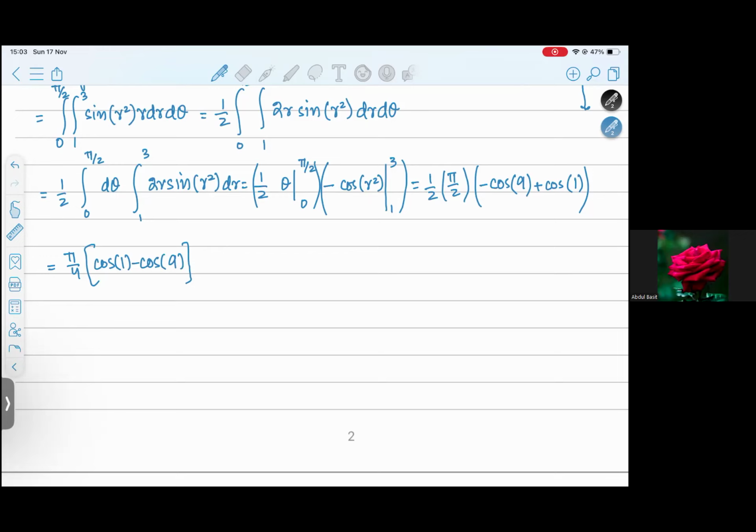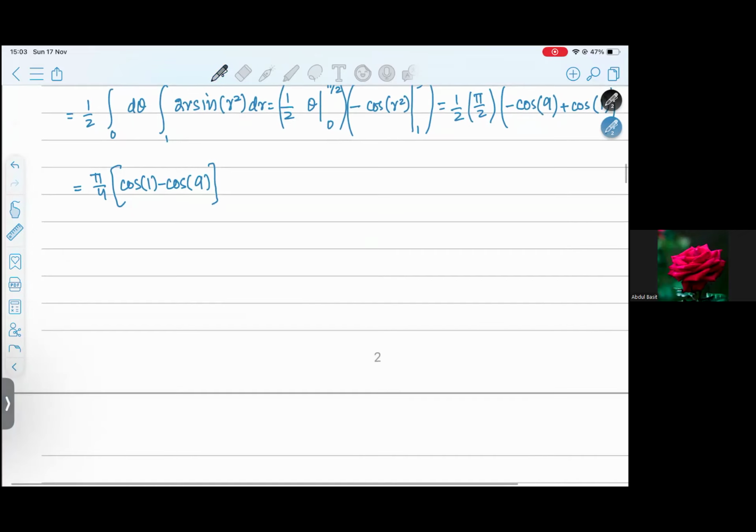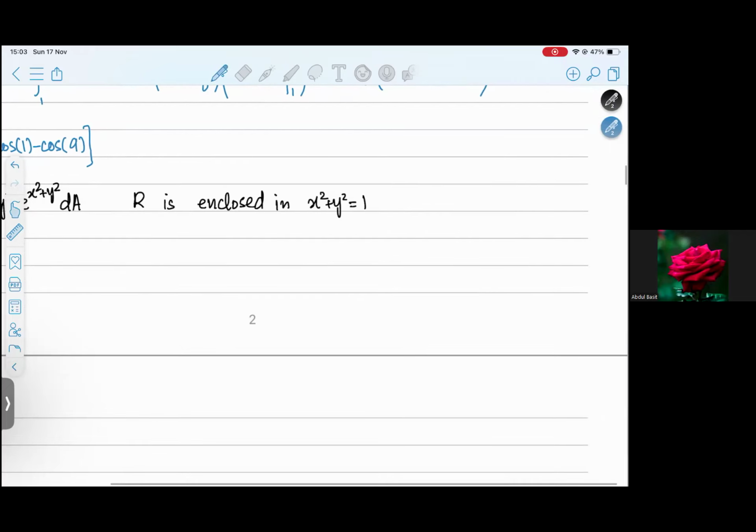The next question is evaluating the double integral of x square minus y square times e to the power x square plus y square dA over the region R, where R is the region enclosed in x square plus y square equal to 1. Okay, x square plus y square equal to 1 is the equation of a circle with radius r equal to 1. So I can just draw that out.